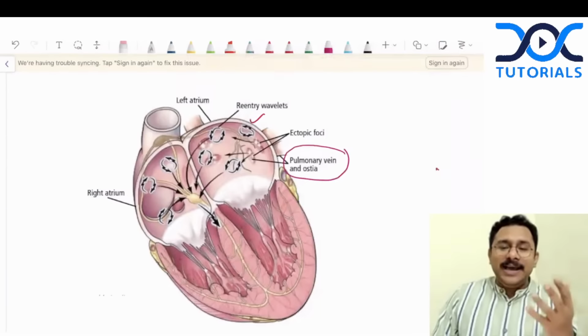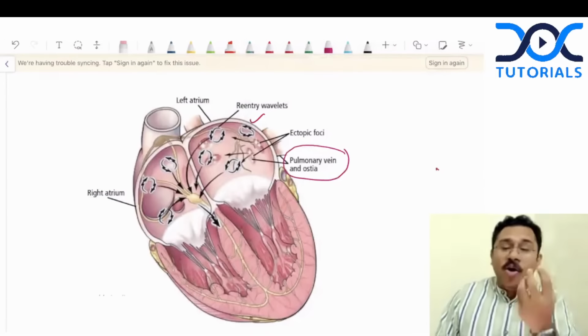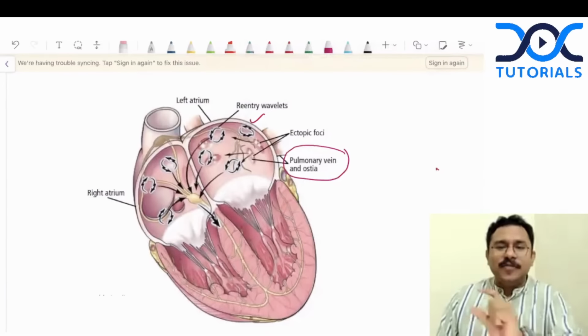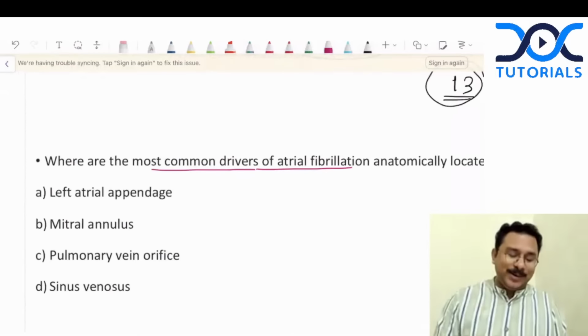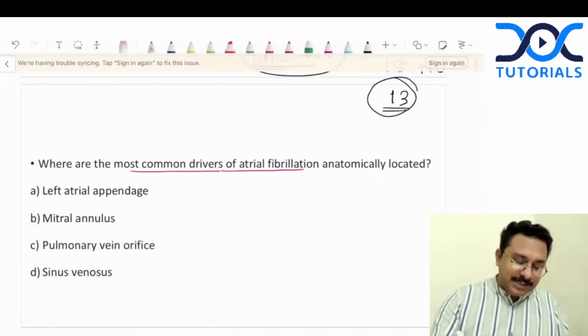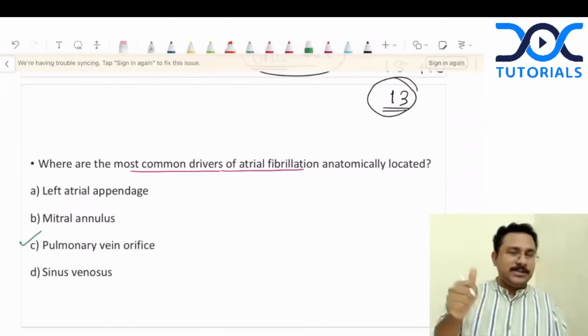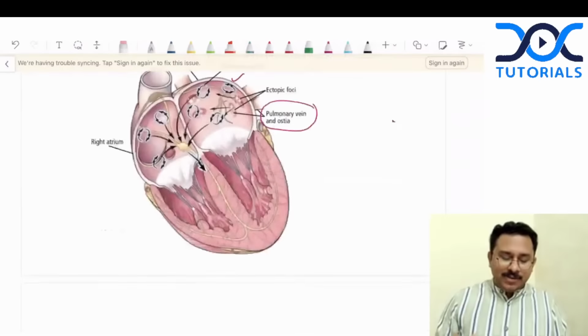And what is this left atrial appendage? That is where the thrombus is formed. But the genesis of arrhythmia is in the pulmonary veins. Please note that point. It is an expected question. The answer is option C, pulmonary vein orifice. Got it? Perfect. Let's go to the next question.